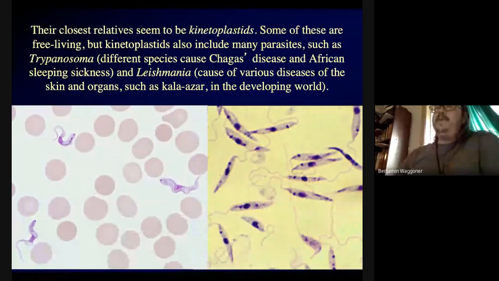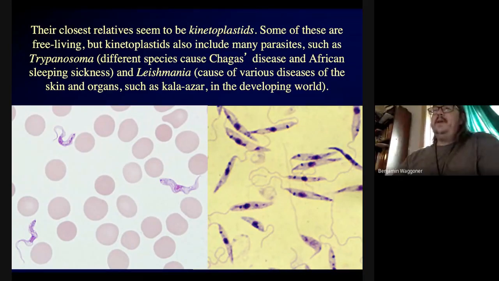The closest relative of the euglenids within the Euglenozoa are the kinetoplastids. And there are some of these that are free-living as well. They tend to be kind of smallish, colorless little flagellates that you can sometimes pick up in pond water and places like that. But kinetoplastids also include quite a lot of parasites.